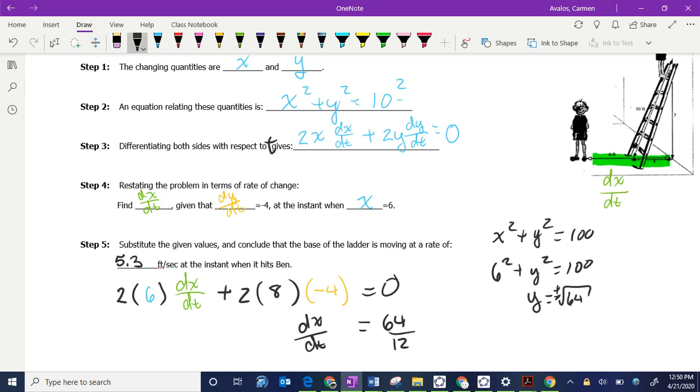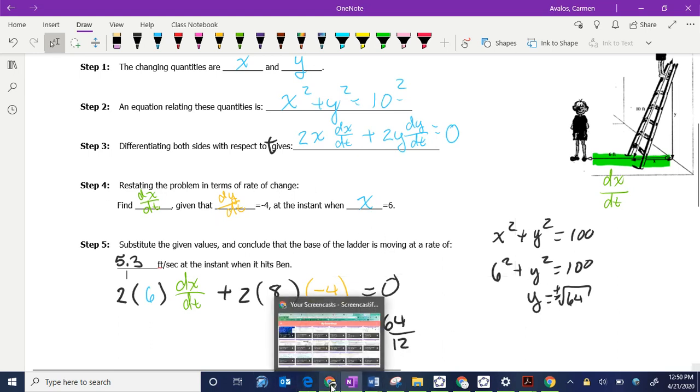So that's the rate that the x values are changing, or how fast the ladder is moving horizontally when it hits the bend. So that's the instantaneous rate, the speed at which it's going to hit the bend on there. And so that's really what it's telling us on this other part right here.